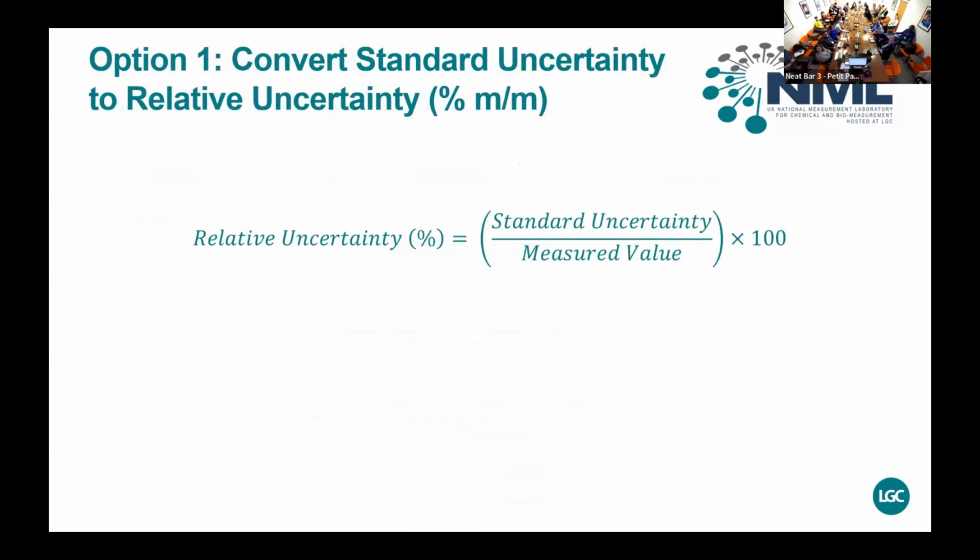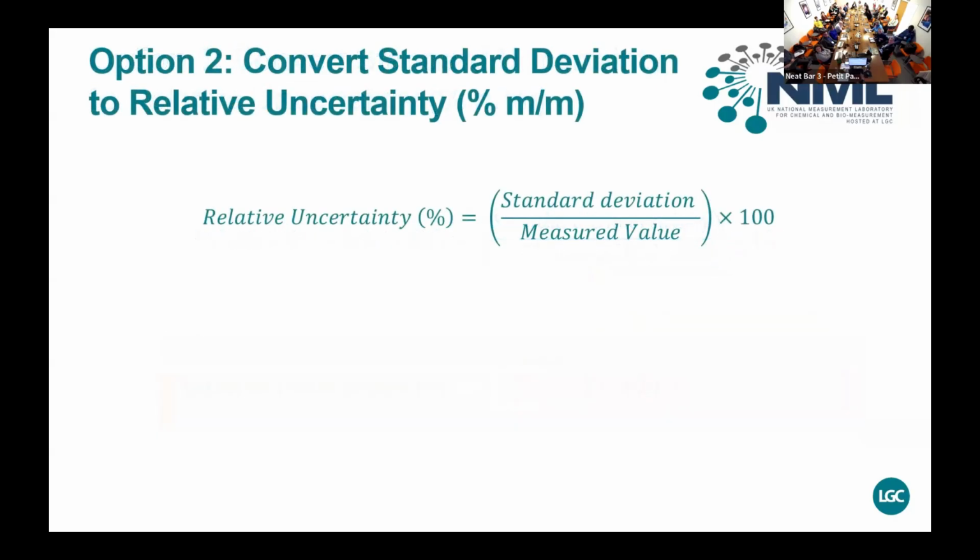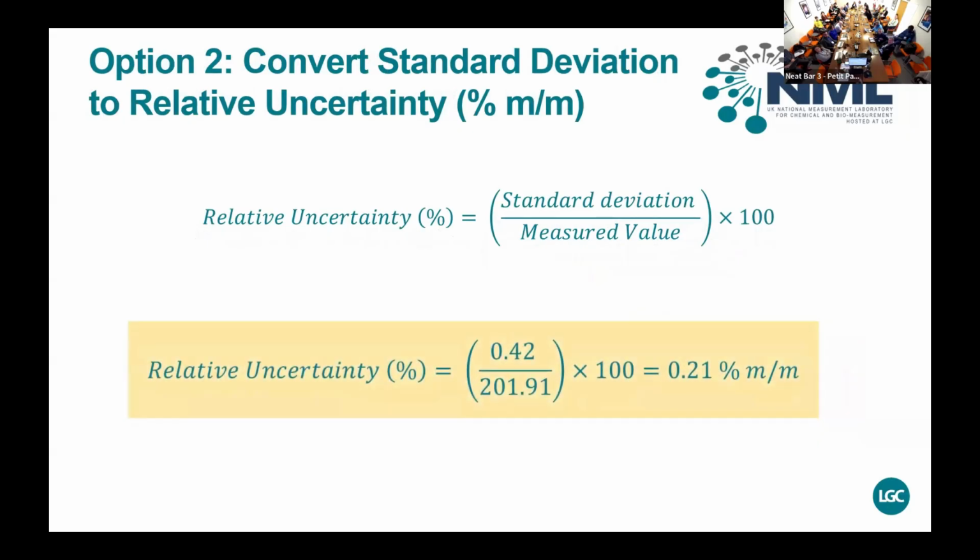Okay, so now that we've got our standard uncertainty, we can convert this into the relative uncertainty. To do that, you just take your standard uncertainty over your measured value times 100, and we got the value of 0.086% mass. The other option was to convert the standard deviation of your experiment to the relative uncertainty. To do that, you just take your standard deviation over the measured value times 100, and that gives you your value of 0.21% mass.